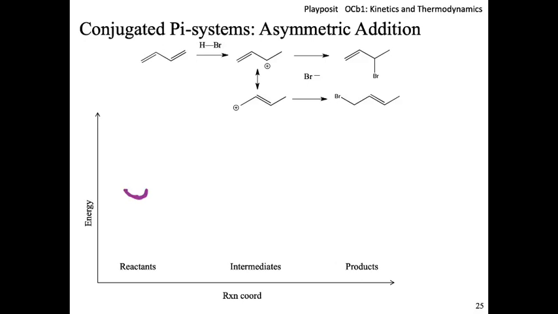Let's take a look at our products. We'll call this our red product, and we'll call the other one our blue product. What makes those products reactive? The pi bond. Which of them has a more stable pi bond? The red one, which means it is lower in energy.